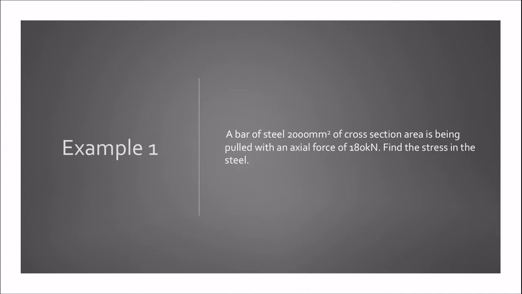Now we look at example 1. A bar of steel 2000 mm square of cross-section area is being pulled with an axial load of 180 kN. Find the stress in the steel. So we have the formula of sigma, which is stress, is equal to force divided by area. So you just simply take out what the question gives you as information. 180 is the force, right? And 2000 mm square is the cross section, which is the area.